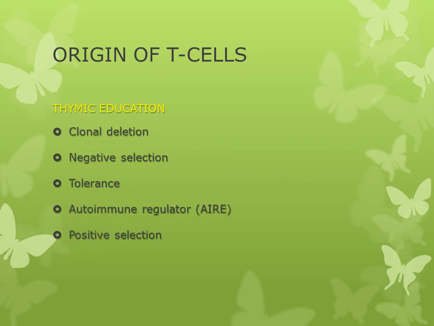Regarding the origin of these T cells, a few very important processes occur in the thymus, and that is called thymic education. There are a few important terms written on your screens: clonal deletion, negative selection, tolerance, positive selection, and autoimmune regulator gene.